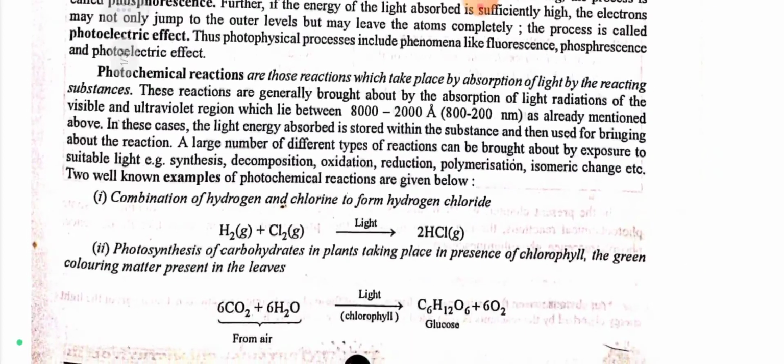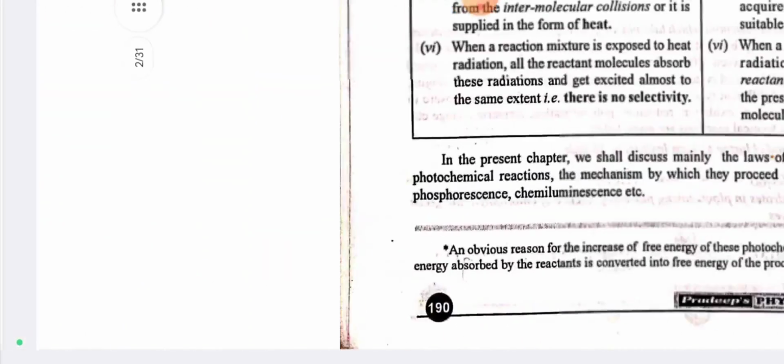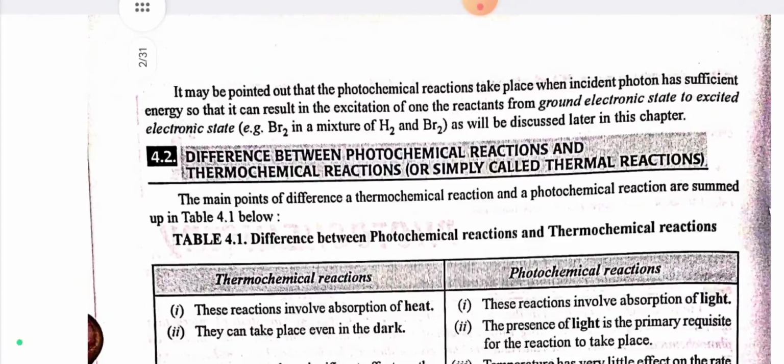Second, photosynthesis of carbohydrates in plants, taking place in presence of chlorophyll, the green coloring matter present in the leaves. 6CO2 plus 6H2O gives C6H12O6 plus 6O2. It may be pointed out that the photochemical reactions take place when the incident photon has sufficient energy so that it can result in the excitation of one of the reactants from ground electronic state to excited electronic state. Example, Br2 in a mixture of H2 and Br2, as will be discussed later in this chapter.